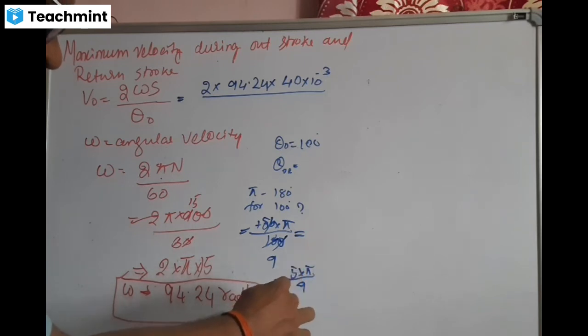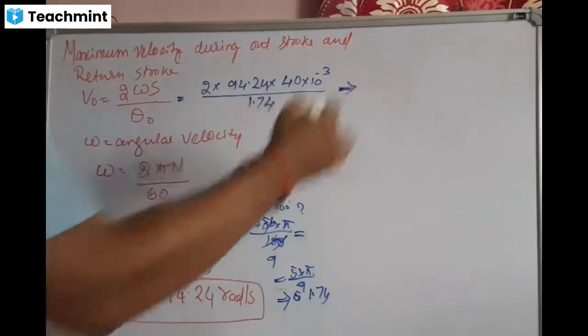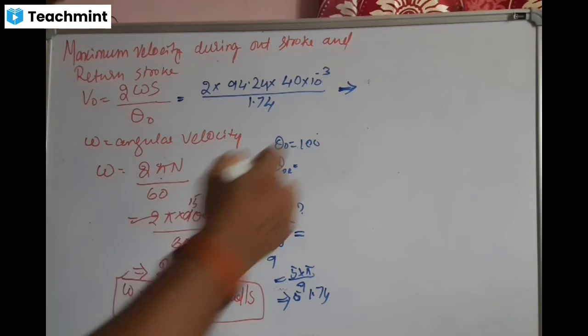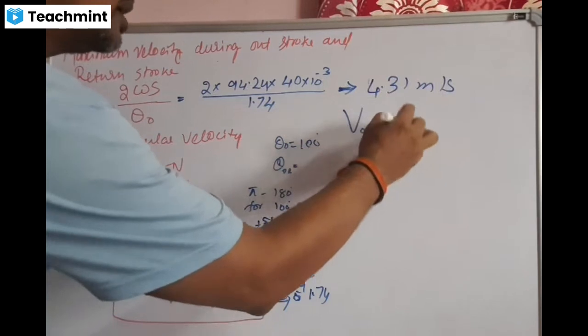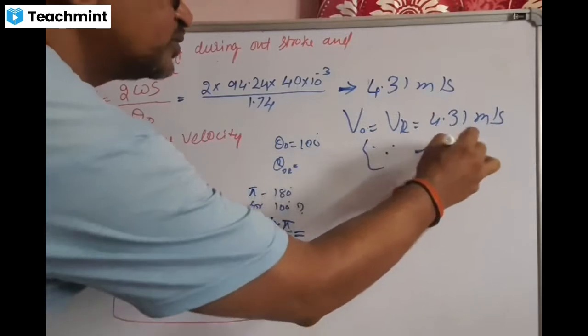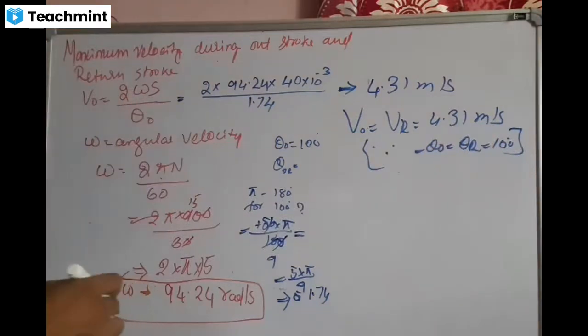How much did you get for outstroke? 1.74. Okay. Now substitute 1.74 and calculate the velocity for outstroke. 4.31 meter per second. So V naught equals VR equals 4.31 meter per second, because theta naught equals theta R, which is equal to 100 degree. If the angles are different, you need to calculate differently.